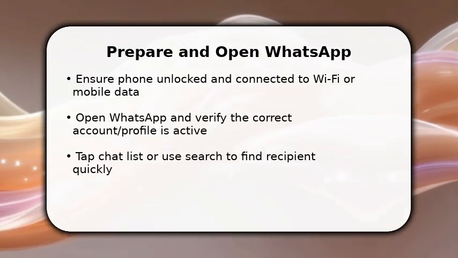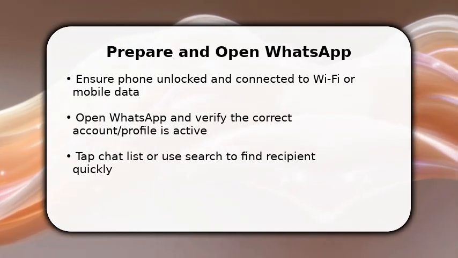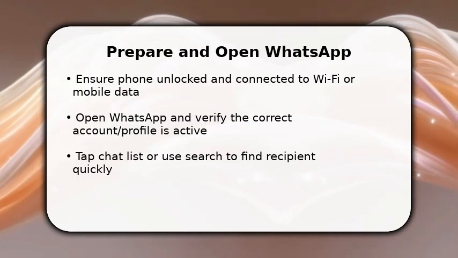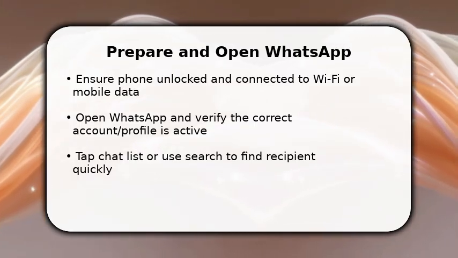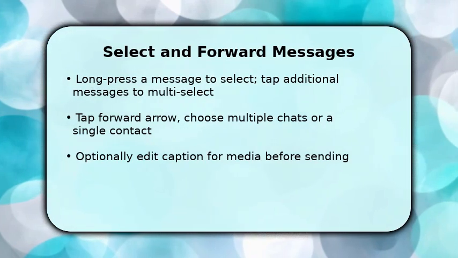Next, locate the contact. Either scroll the chat list or use search to pull up the recipient. Doing this first saves time and prevents mistakes, because you'll be operating directly inside the active conversation, where the transfer actually happens. Now you select what to transfer.